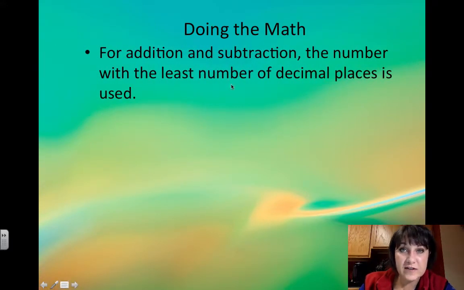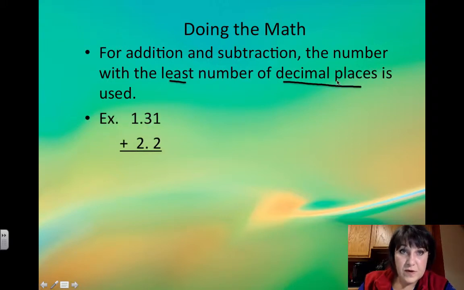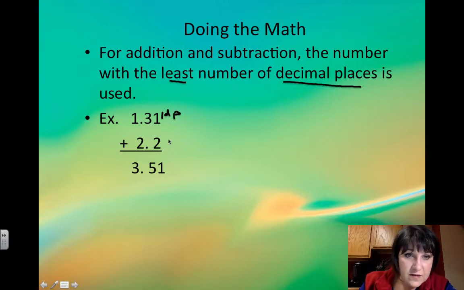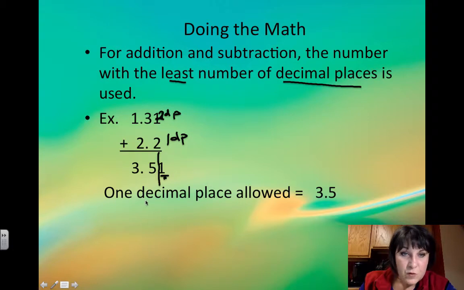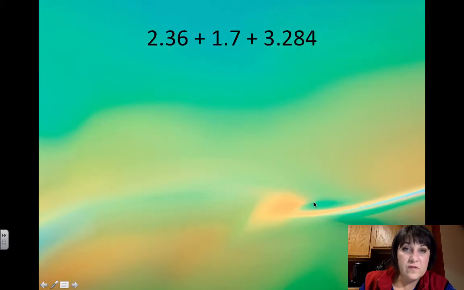Now if we're adding and subtracting, then the number with the least number of decimal places is used. So now it's not about sig-figs, it's about decimal places. So I add the 2 numbers together and I get 3.51. The first one, 1.31, has 2 decimal places. 2.2 has only 1 decimal place, so I have to stop writing after 1 decimal place. I always look to see how to round appropriately, and the 1 is less than 5, so I don't round up. 1 decimal place is allowed, so my number that I can report with accuracy is 3.5.